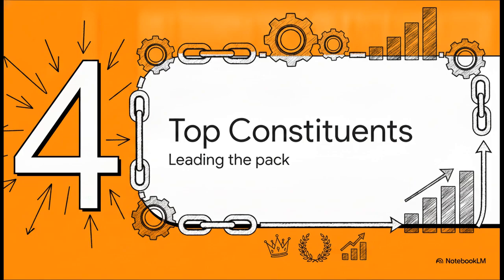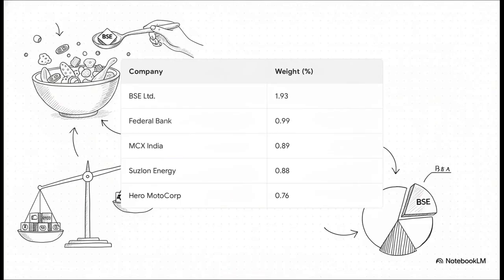Section 4. Meet the top constituents. Think of index weighting a bit like a recipe. Because of that 50/50 segment cap, literally no single company or even a single sector can come in and overpower the index. I mean, look at this. The absolute heaviest hitter in the mix, BSE Limited, takes up just 1.93% of the total index, not even 2%. It's followed by Federal Bank at 0.99%, the Multi-Commodity Exchange of India at 0.89%, Suzlon Energy at 0.88%, and Hero MotoCorp rounding out the top 5 at 0.76%.